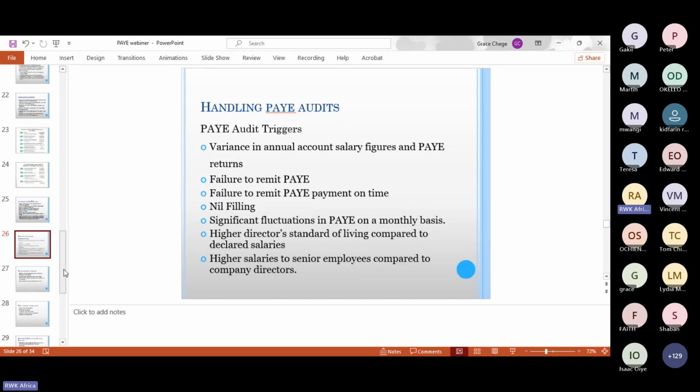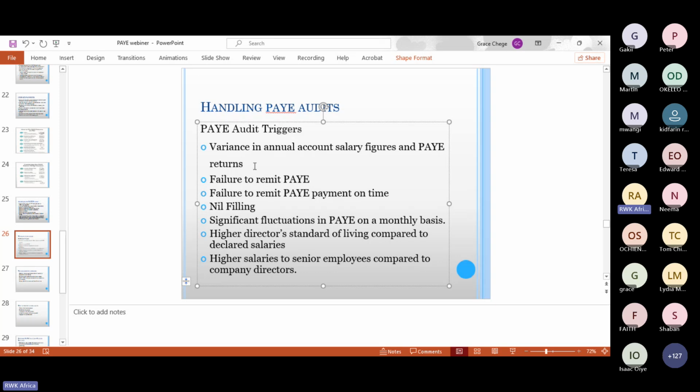So what are these actions that can trigger KRA to audit you on PAYE? The first trigger is when there are variances in your annual account salary figures and the PAYE returns. So when a comparison is done between what you have claimed as your salaries and wages in your income tax returns at the end of the year vis-a-vis the PAYE that you have been paying as an employer, and they find out that the salaries and wages figure is higher or vice versa, then this is going to trigger KRA to audit you.